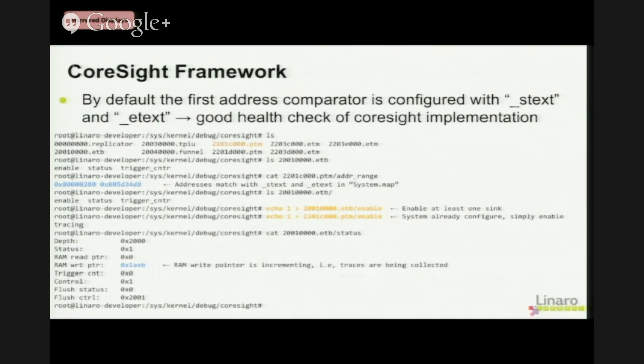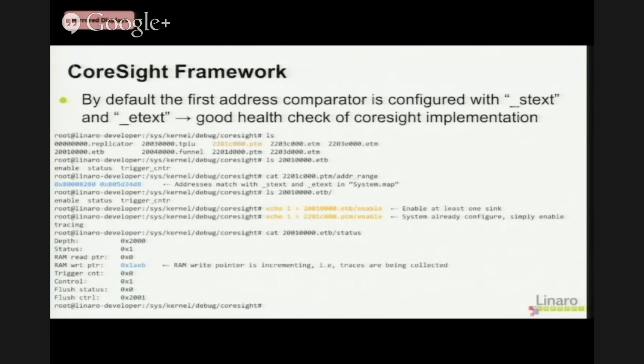So the only reason why we're able to do this so quickly, or to test how healthy Coresight is on the system, is because the framework will do some default configuration. In my example here, if I was to open the system map, I would find the two addresses that are in blue at the end of the line for stext and ptext. From there, as I mentioned, all we have to do is enable our sync, and once we have our sync enabled, we can enable our source.